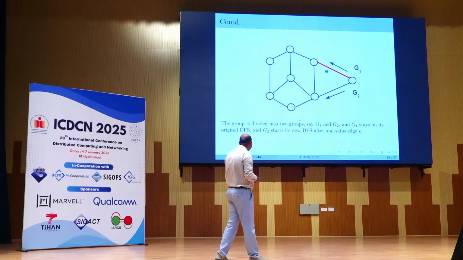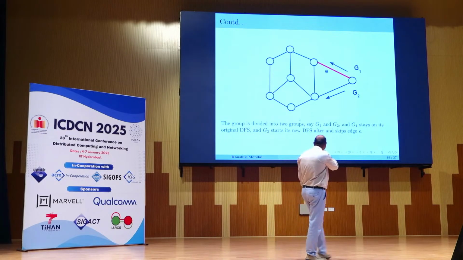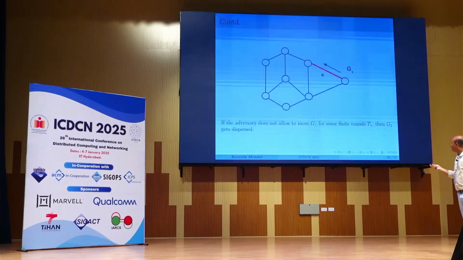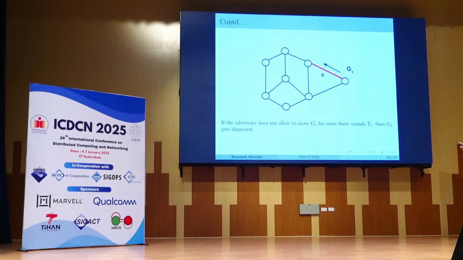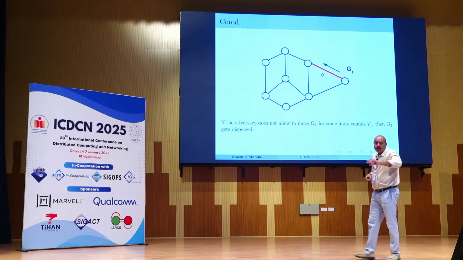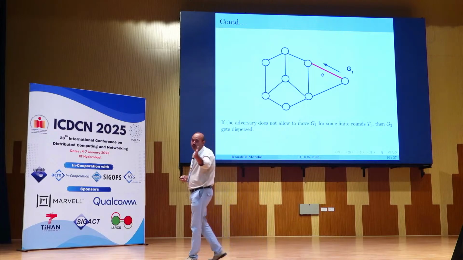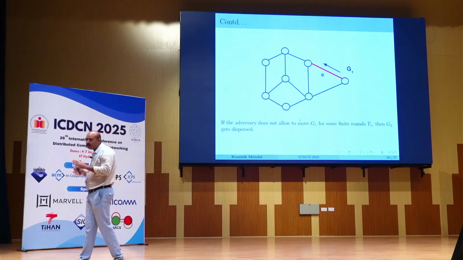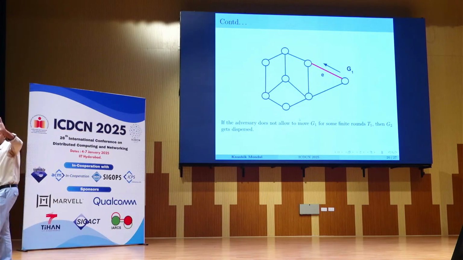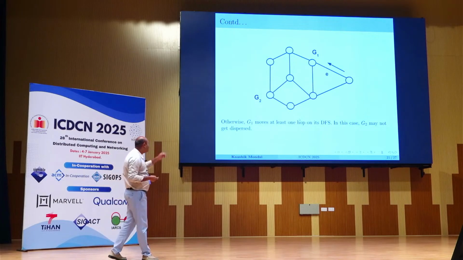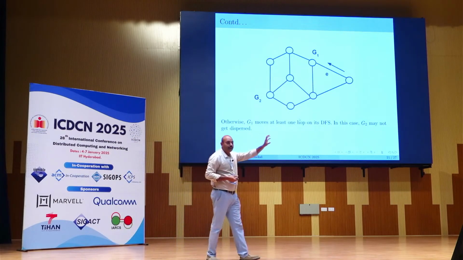And then the group is divided in 2 groups, and as I said, G1 stays on the original path and G2 is deviating. Now, if the adversary does not allow G1 to move, then G2 will be able to finish its DFS and disperse within 4n rounds, or 4n square rounds we can say. So if G1 is stuck for 4n square rounds, it understands that G2 is dispersed, and it can further divide into 2 groups. On the other hand, the worst case is when G1 can move and G2 gets stuck.